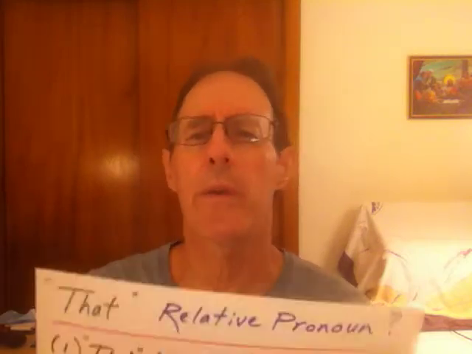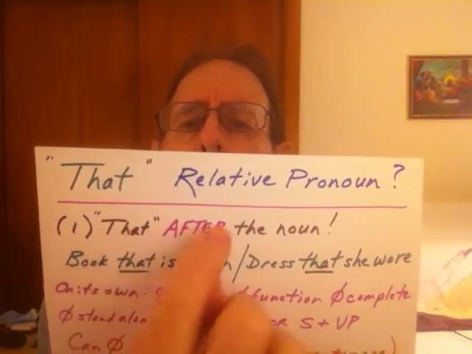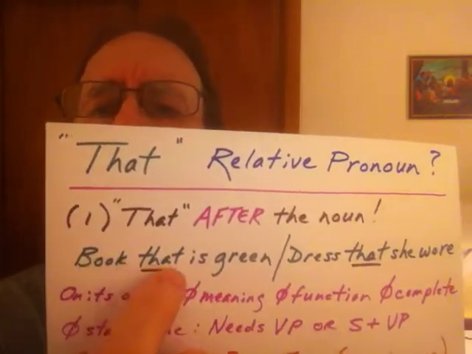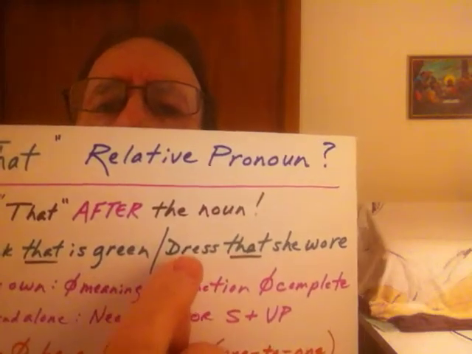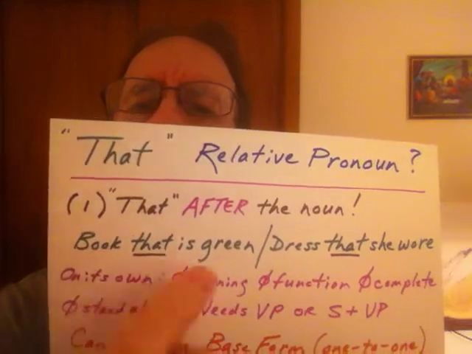Now, in our quest to find out with grammatical function number 4 if the word is really truly a relative pronoun, we notice one thing right away. We say, is that really a relative pronoun? Well, we notice the first thing is that the word "that" comes after the noun. So it's not a base form. The word "that" comes after the noun. For example, "book that is green," or "dress that she wore." Here we have our nouns, book and dress.